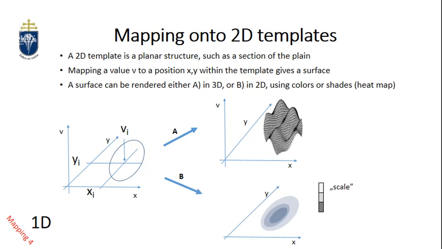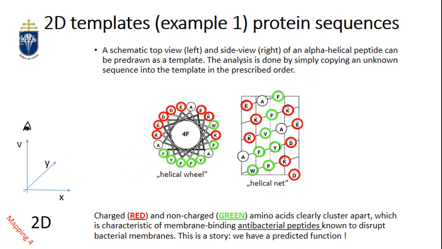A hidden take-home message of these last slides is that an interesting picture is one where we see a non-random pattern, like a peak in 1 dimension or clustering in 2 dimensions. Now this is a classical example of how to find clusters by using simple templates. These are hand-drawn, pre-made templates that correspond to the top view and side view of an idealized alpha helix, respectively.